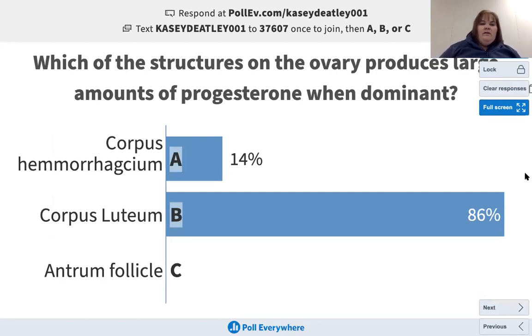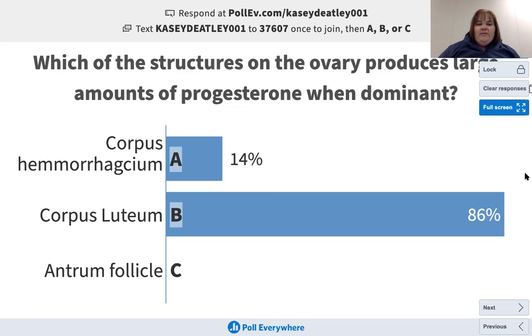So excellent, excellent. This is a little bit of a detail question. Which structure on the ovary produces large amounts of progesterone when dominant? The correct answer here was in fact B, corpus luteum.